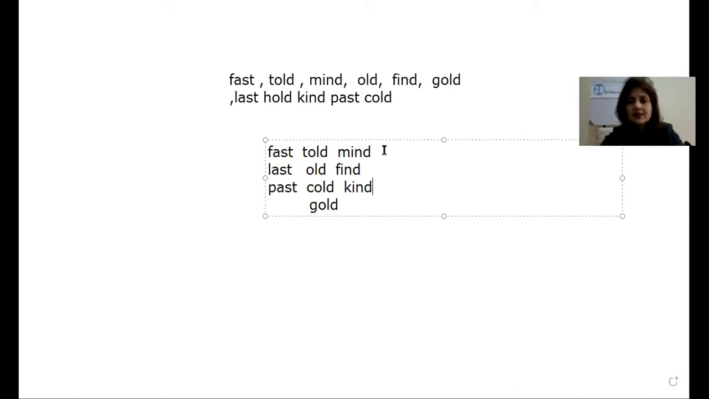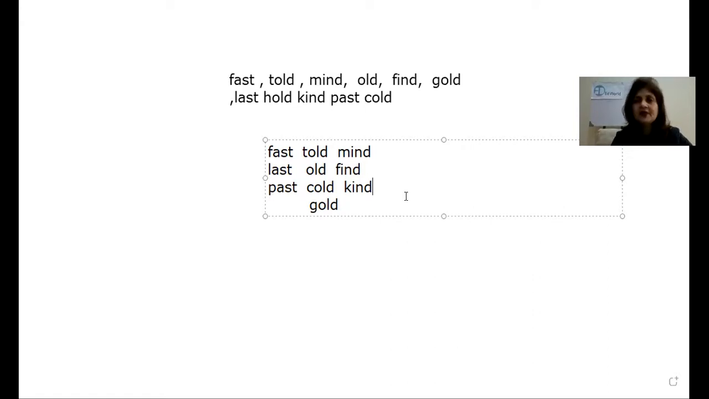Now, see, they are 1, 2, 3, 4, 5, 6, 7, 8, 9, 10, 11 words. Now, 1, 2, 3, 4, 5, 6, 7, 8, 9, 10. One more word is missing. Old, find, gold, last, hold, kind, past. Past is here, old is here. So you understood how they have different patterns? They have this pattern, this pattern. There are three different types of patterns, and these three types of patterns have different sounds that rhyme with one another. Yes or no? Great.